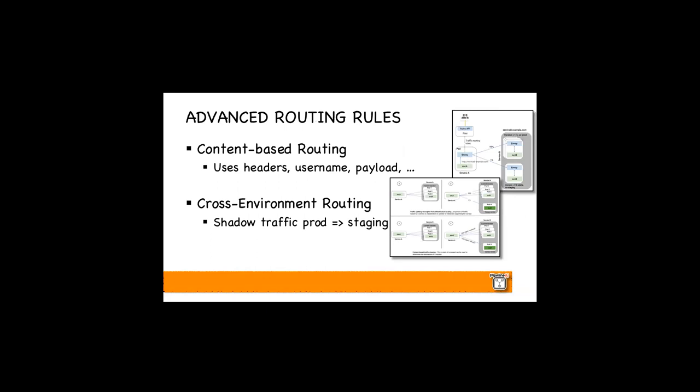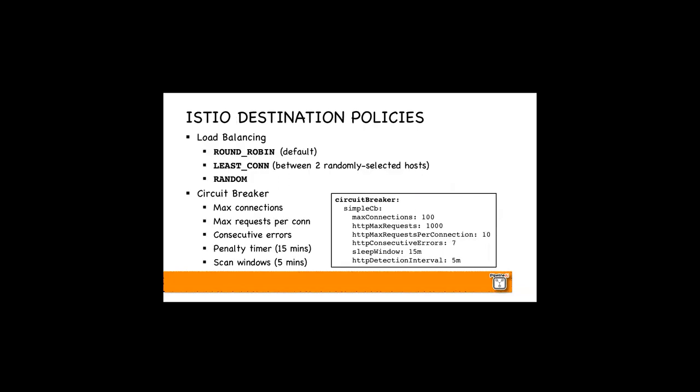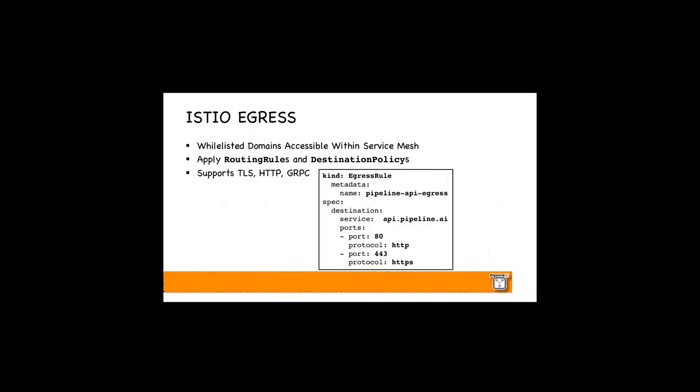People are using this to shadow prod traffic, which is something that we're also doing. You can trigger off of headers, username, anything in the payload. Destination policies feed into how you actually choose: is it by current connections? Is it random? Is it round robin? You can play with a lot of these. And there's an egress part of this too.